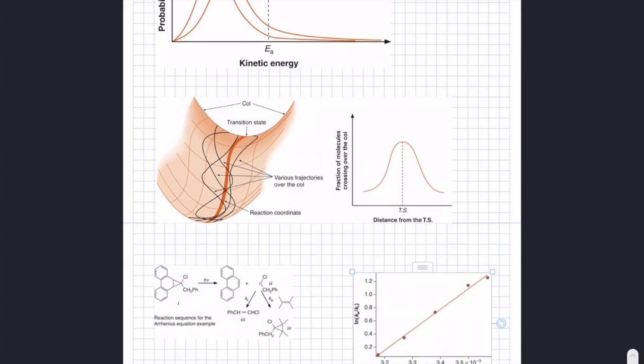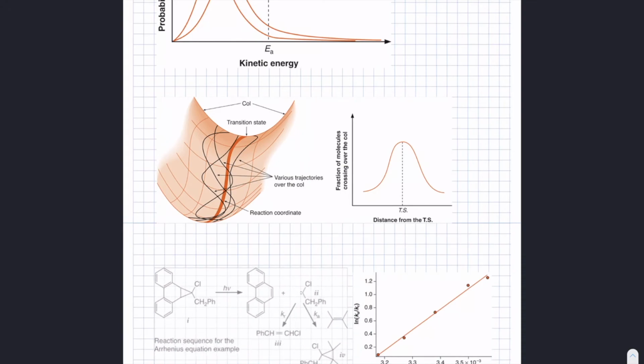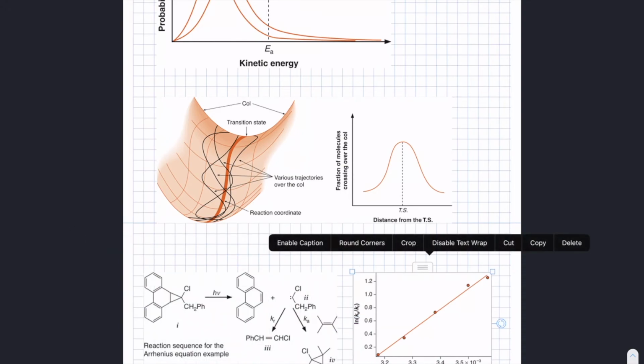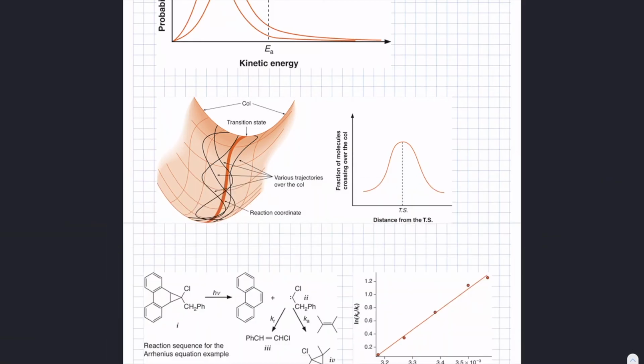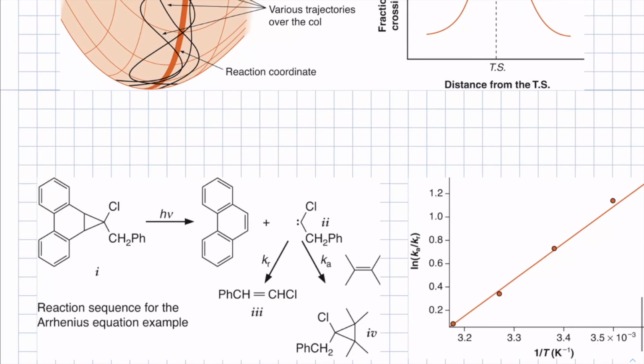So there's a photochemical reaction where you start with the phenanthrene precursor here, molecule I. You use UV light, and you can cause this carbon connected to the chlorine and the benzyl group to pop off as a carbene, leaving this stable aromatic phenanthrene system behind.